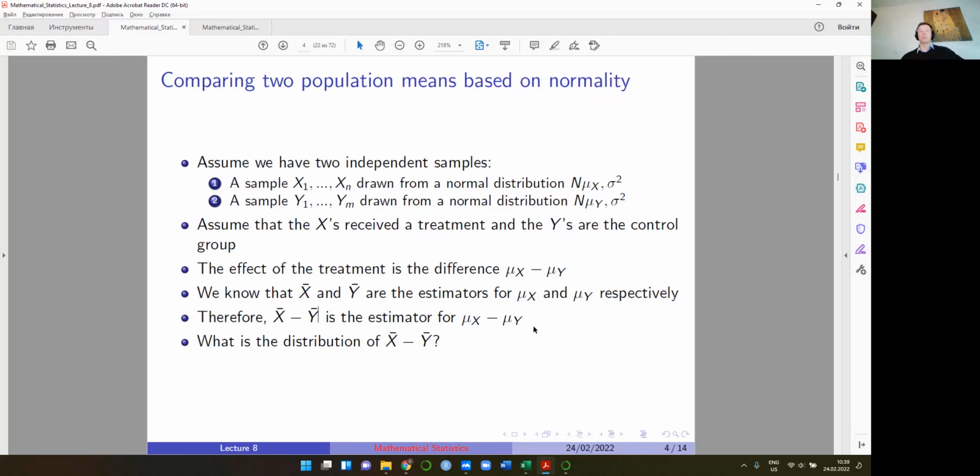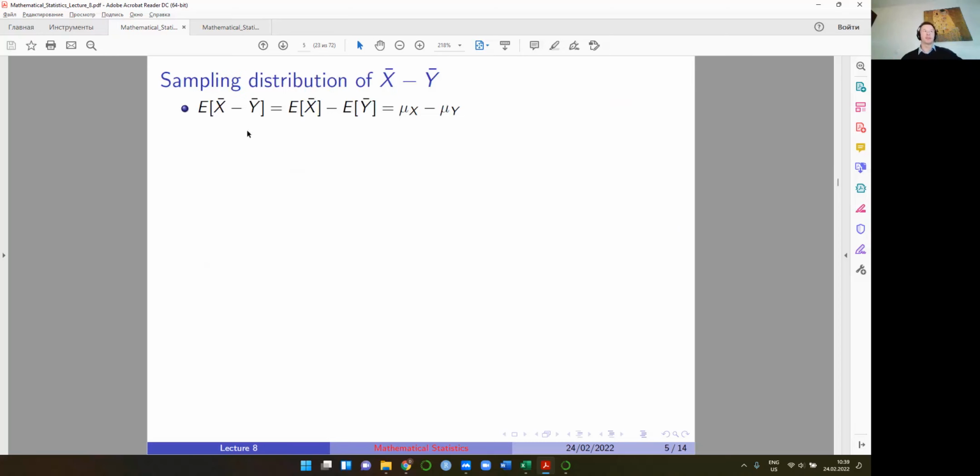So what is the center of the distribution? This is an expected value of x bar minus y bar, right? So this is simple. The expected value of a difference of two random variables is what? Is the difference of expectations. We know that sample mean is an unbiased estimator of population mean, so therefore expectation of x bar is mu x, expectation of y bar is mu y, and therefore the estimator x bar minus y bar is unbiased estimator, right? So this is unbiased estimator for this population mean difference.